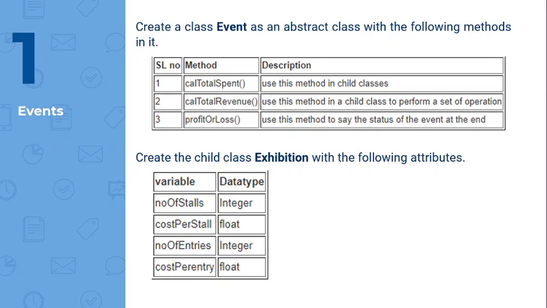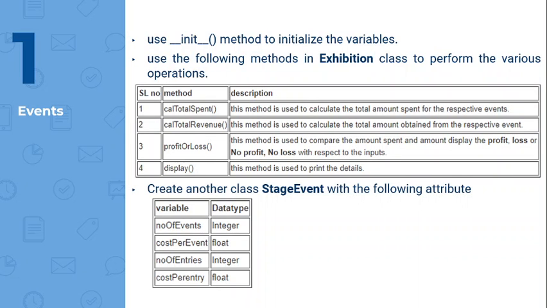Next, we have to create another class called Exhibition, which inherits the Event class, and it has 4 attributes: number of stalls, cost per stall, number of entries, and cost per entry. Then we have to use the constructor to initialize the variables, and since we have inherited the Event class, we should override all the abstract methods present inside it. So that's why we have total spend, total revenue, and profit or loss. Here we'll be implementing those abstract methods. And we also have a fourth method called display to display the details.